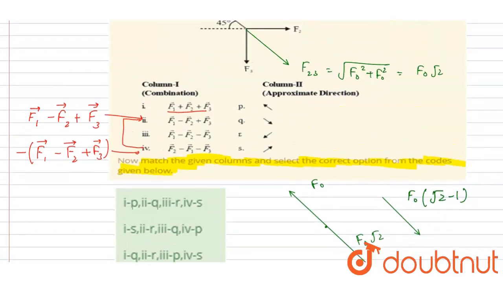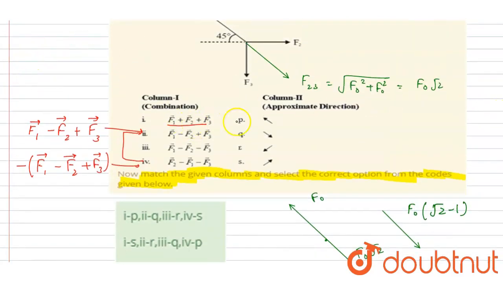Right. So if you see, it will be directed in this direction. The first option is Q. And as I told you, second and fourth are opposite vectors. So let's find out the direction of the second.